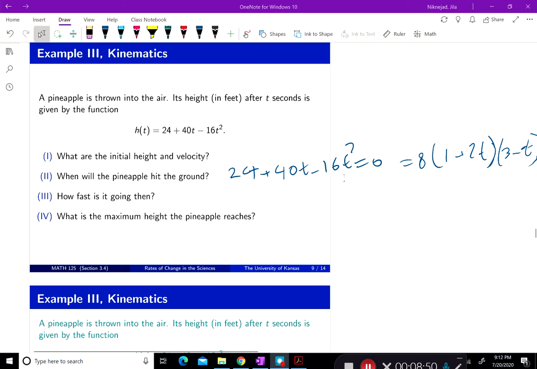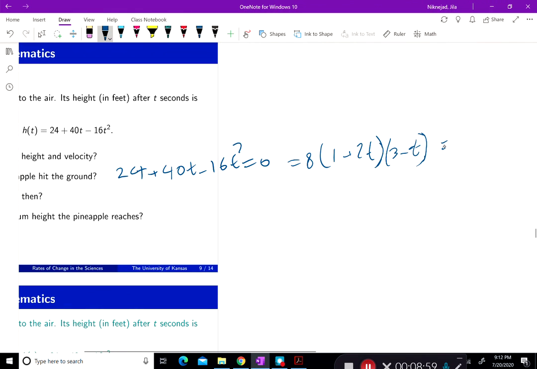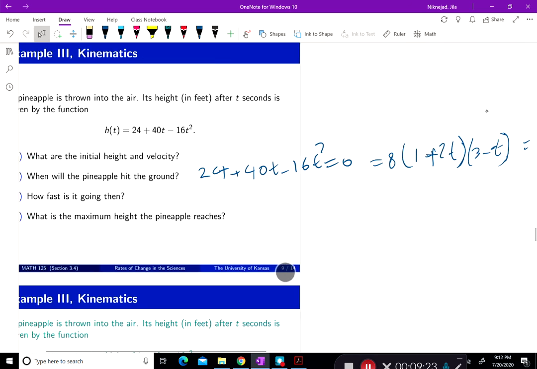If I solve this quadratic equation, one way is to factor it and then set it equal to 0. It factors into 8 times (1 plus 2t) times (3 minus t), and so the roots are going to be t equal to 3 or t equal to negative 1/2. This one's not acceptable because negative time is not acceptable. 3 is the time that it hits the ground.